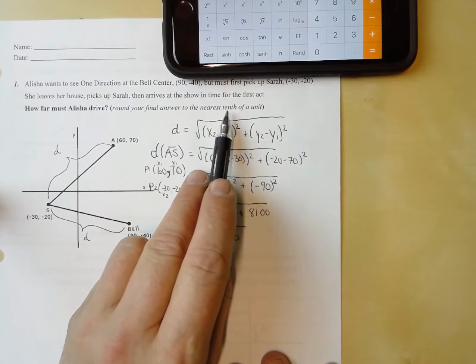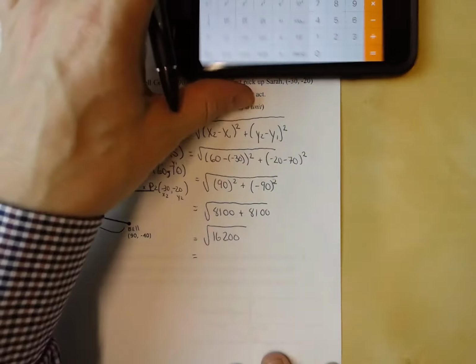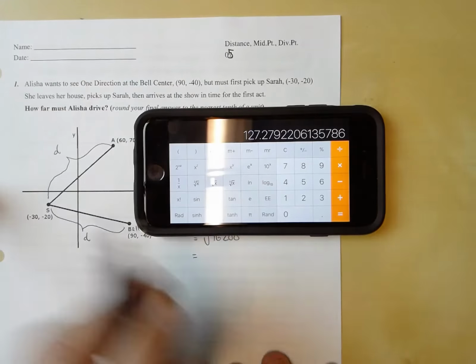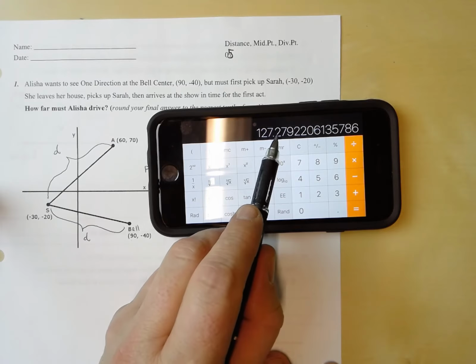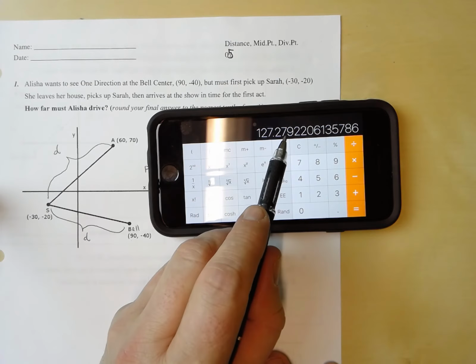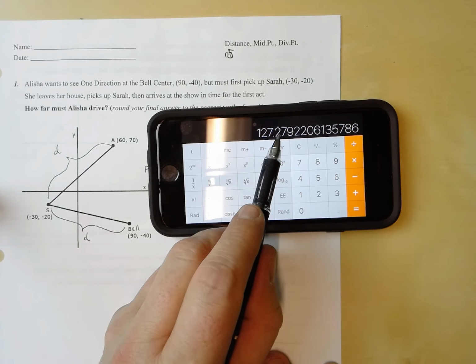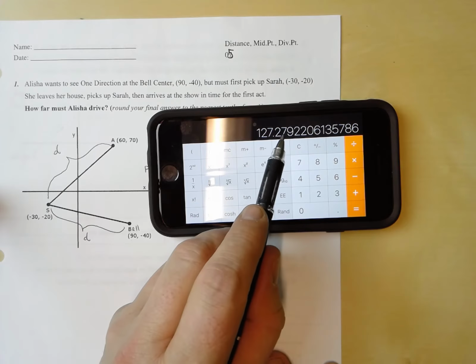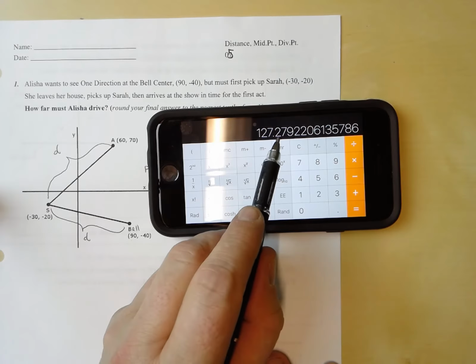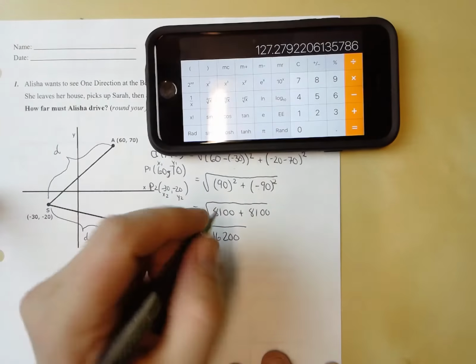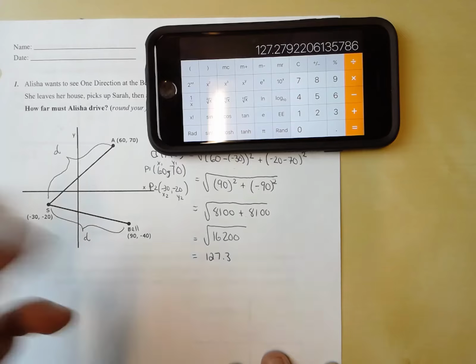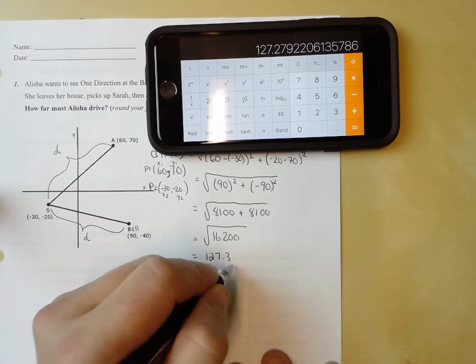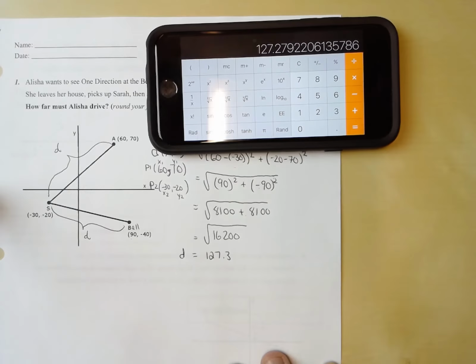Nearest tenth is one decimal place. So 127.27. I want to go 127.2, that's the tenth, but I have to look at the number previous. That's a 7. So 5 or more rounds up. Right? 4 or less stays the same. So if this was a 4 instead of a 7, this would be 127.2. But since it's a 7, the 2 becomes a 3. 127.3. So that's, whether it's in meters or whatever, that's the distance Alicia has to travel to get to Sarah's.